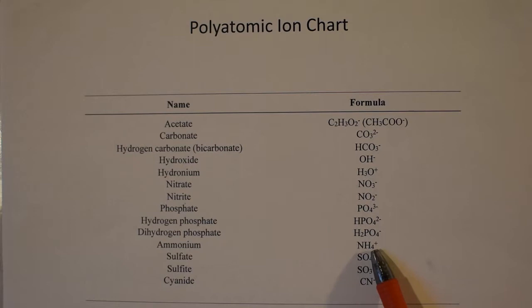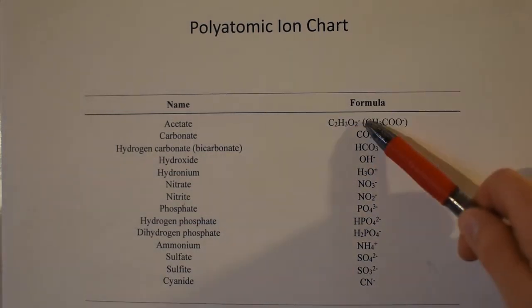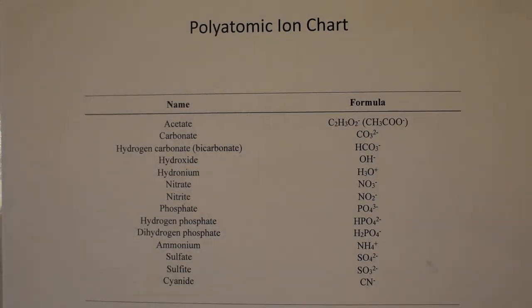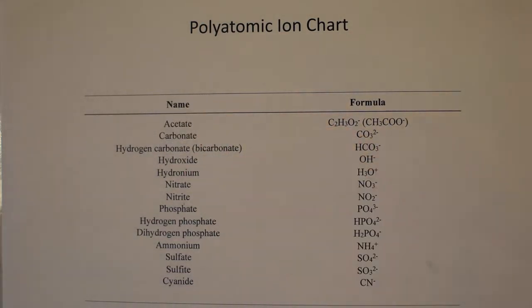Ammonium is NH4 with a 1+ charge. Sulfate is SO4 with a 2- charge. Sulfite is SO3 with a 2- charge. And cyanide is CN with a 1- charge. So really, this is all just memorization. I highly recommend flashcards for this. Write the formula. Don't forget to write the charge as well on one side. And on the other side, write the full name for the polyatomic ion.